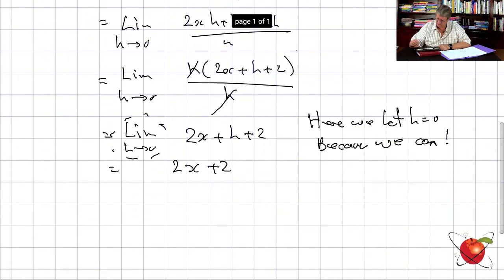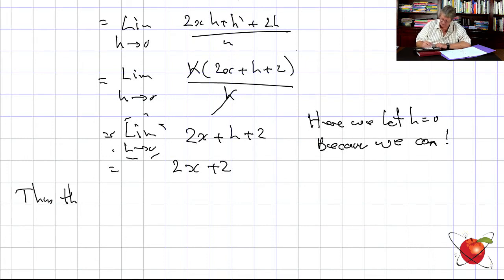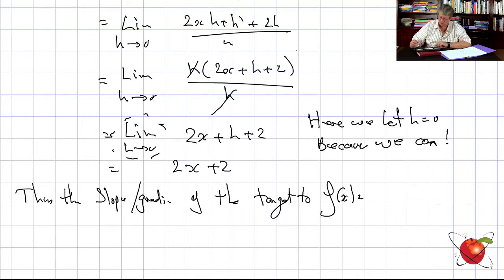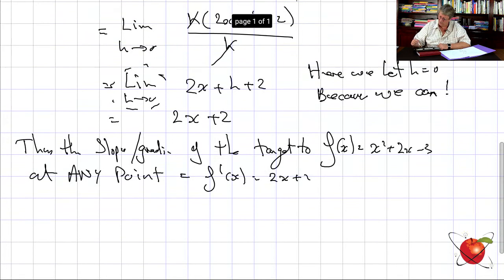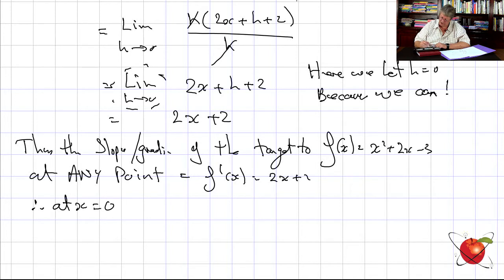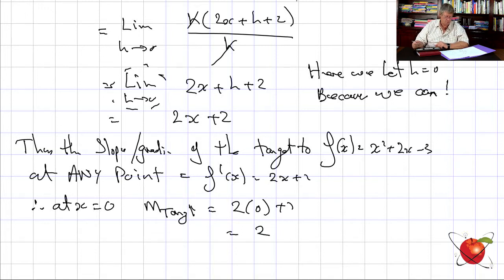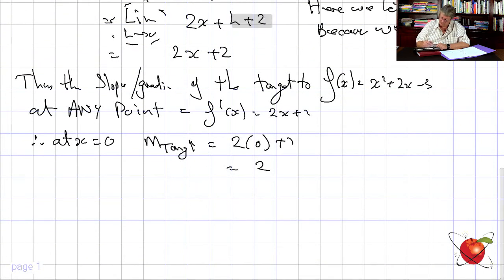Thus, the slope or gradient of the tangent to f of x equal to x squared plus 2x minus 3 at any point is equal to f prime of x, which is equal to 2x plus 2. And now, therefore, at x equals 0, the m of the tangent is equal to 2 times 0 plus 2, which is equal to 2. And let's see, what is the equation of the tangent?